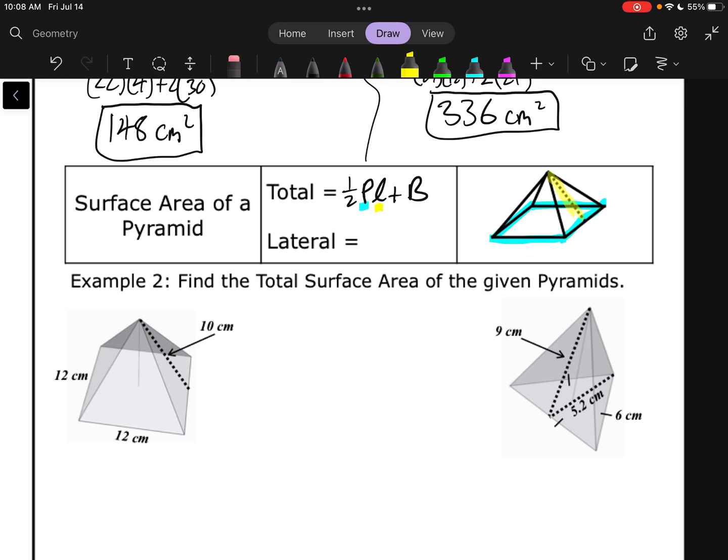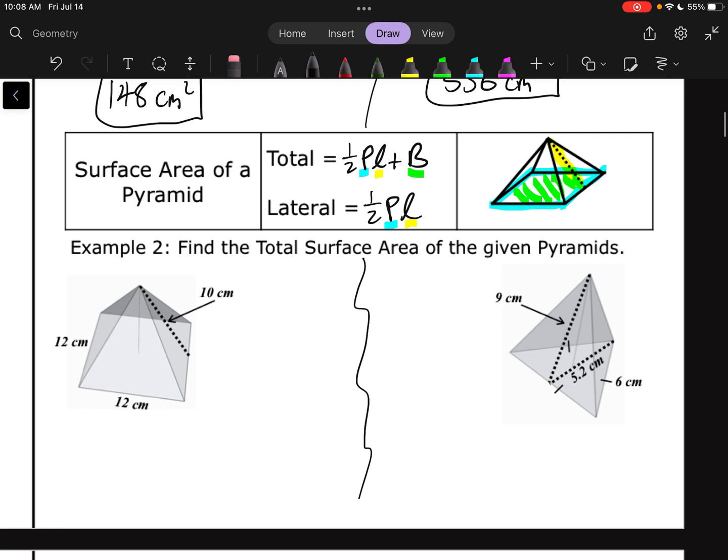It is the distance from the vertex of the pyramid down to the midpoint of one of the sides of the pyramid. Then the B, once again, is the area of the base. For the lateral surface area, you just do the 1/2 PL, because remember, lateral surface area is just the sides. It does not include the base. And we know what P and L stand for.